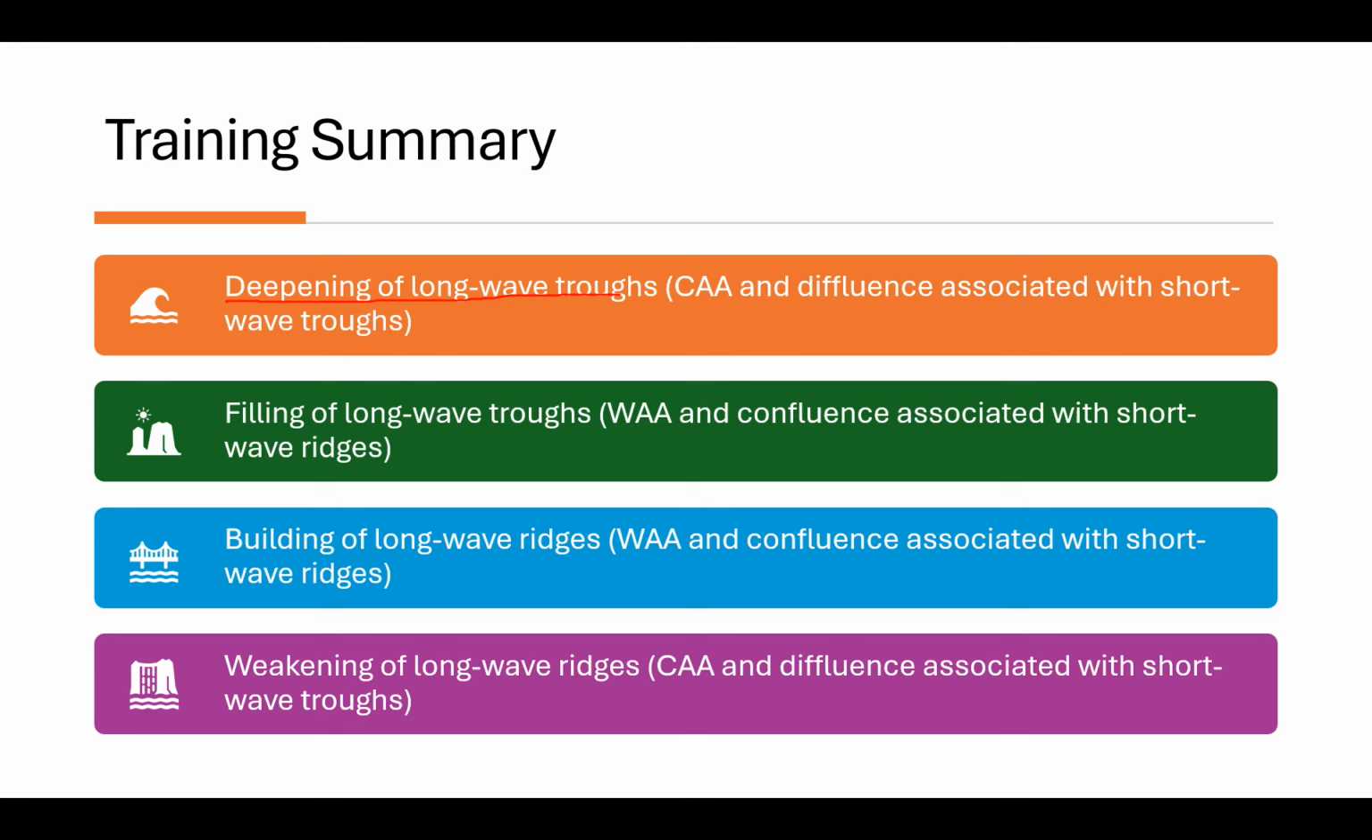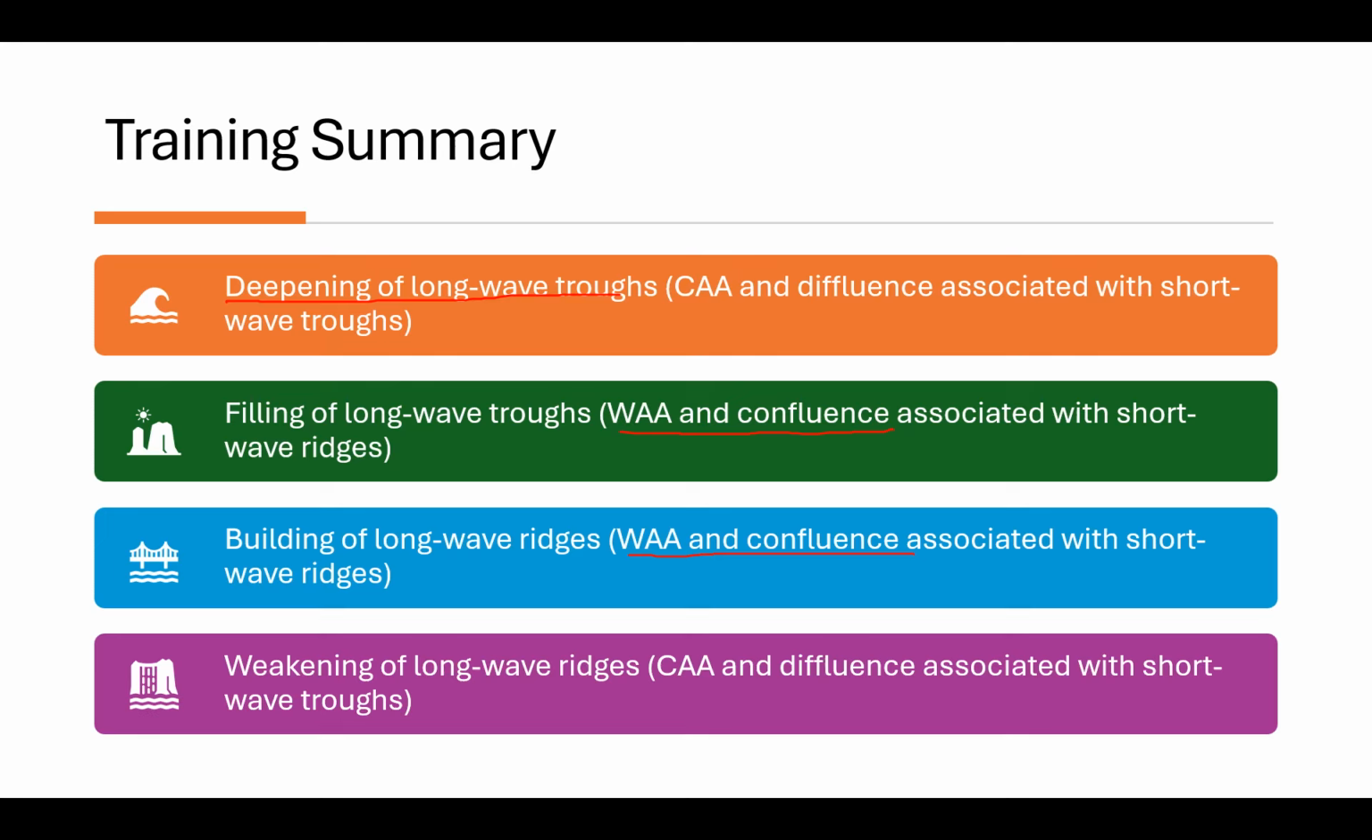Filling of long wave troughs, what do you need? For long wave troughs to fill or weaken, kind of level off, you want warm air advection and confluence aloft associated with shortwave ridges. Building of long wave ridges, we generally are looking for warm air advection and converging air aloft, adding mass to the column. It's associated with shortwave ridges.